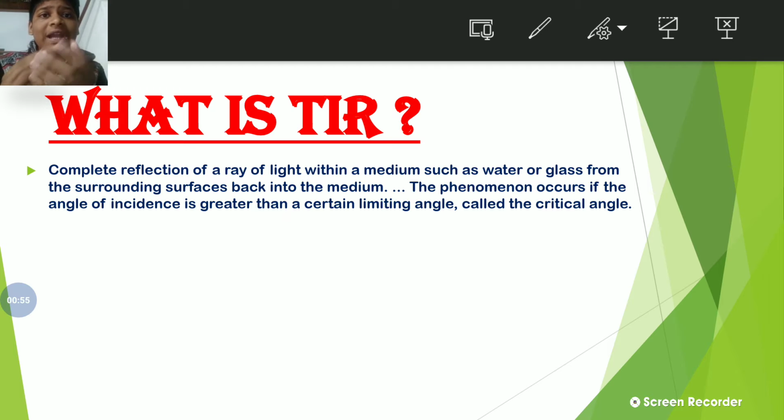is greater than a certain limiting angle, and that limiting angle is called the critical angle. A certain limiting angle means it has some specific value. If we exceed that value while making the light ray incident, we will see total internal reflection.